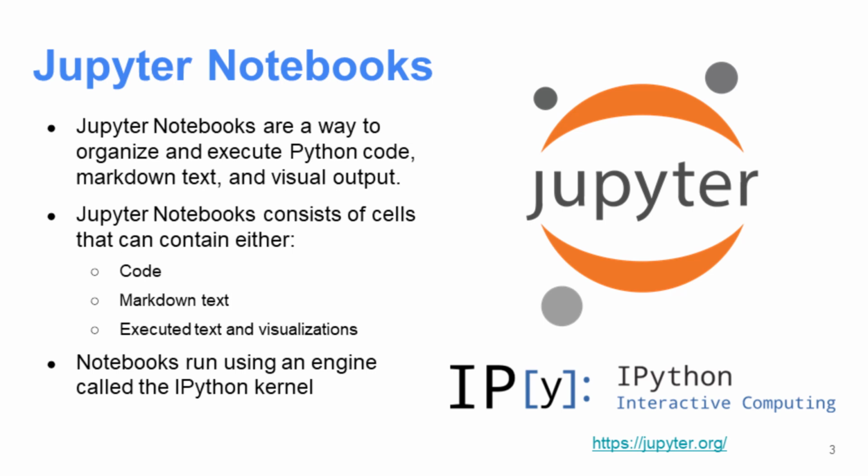And the idea is that you have the code, the Python code, together with Markdown text, and we'll go over a little bit about Markdown. And also you can see the visual output of the notebook, a little bit like MATLAB. Jupyter Notebooks have cells in them, and those cells can be either code, Markdown text, or the executed code, so it could be textual output or data visualizations. In the background, those notebooks are run with the IPython kernel, which we discussed last lecture.